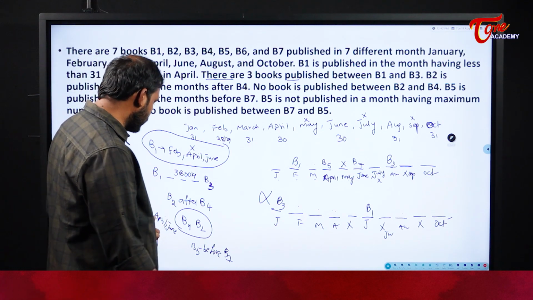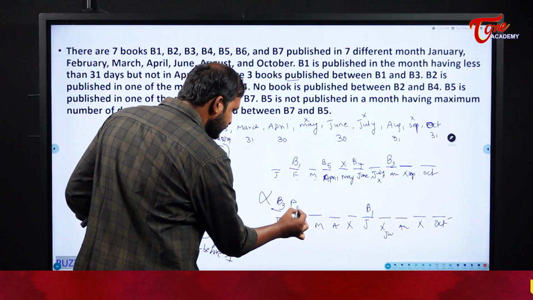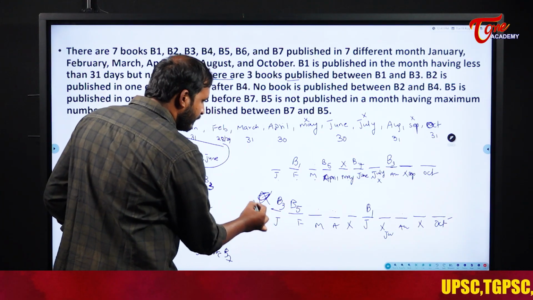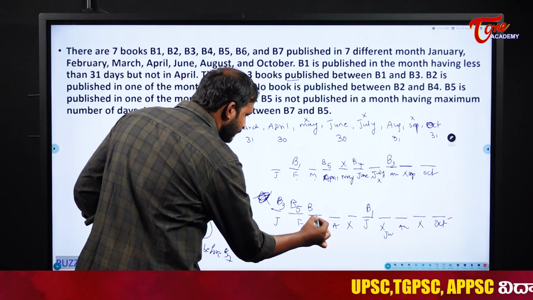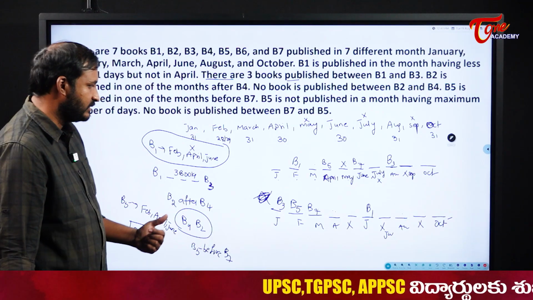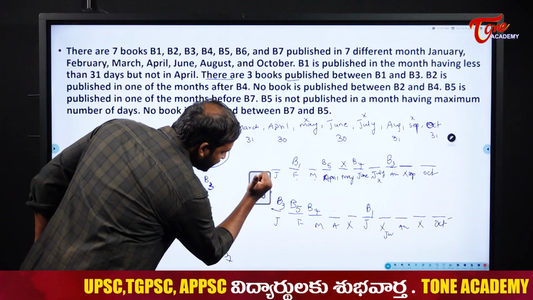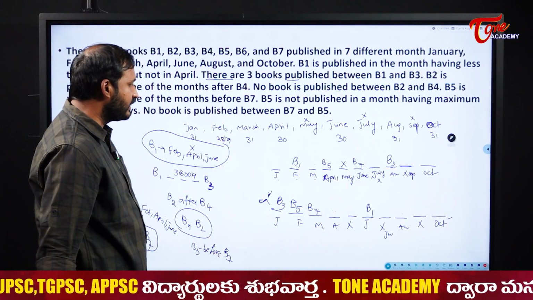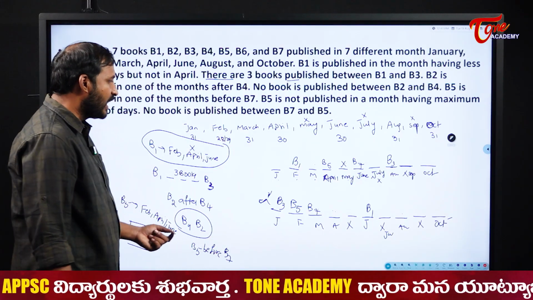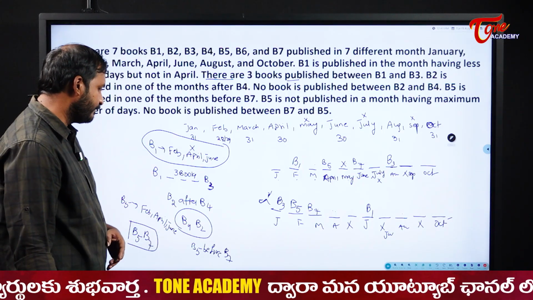February is also there, right? Okay, sorry. I can place the other one, February, here. B5, then B7 will come here. There is a possibility for this one. There is a possibility in this case, it cannot be cancelled. Yes, there is a possibility like this. B3 in January, B5. Okay, next I need to place B4 and B2.